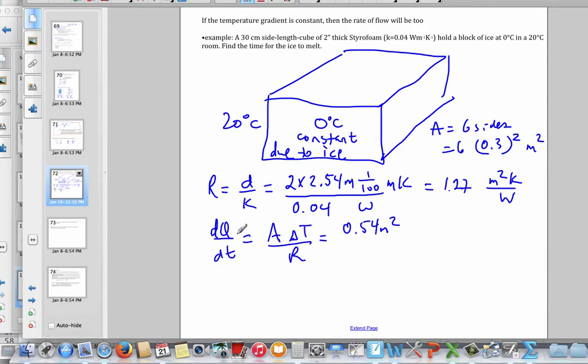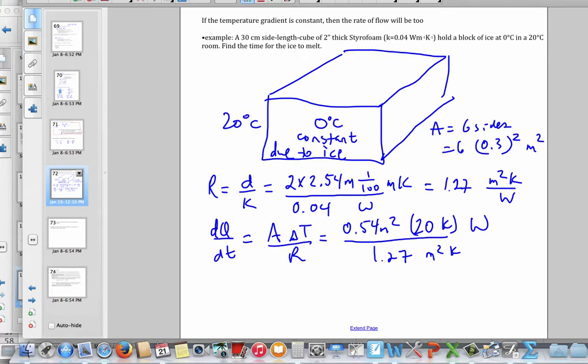Okay, so we apply Fourier's law. dQ/dt is A delta T over R. The area, we add up 6 faces, and we get 0.54 meters squared. That's just like adding up 6 flows, because the flow through each side is going to be the same. The temperature gradient is a constant 20 degrees, or 20 Kelvin, of difference. And then the thermal resistance is the 1.27 meters squared Kelvin per watt.